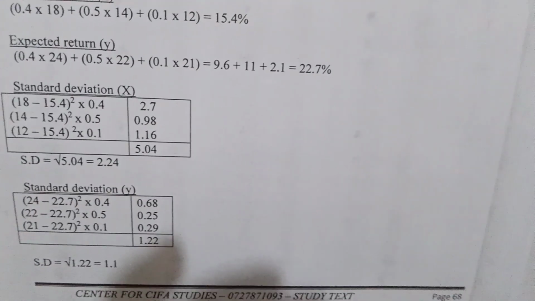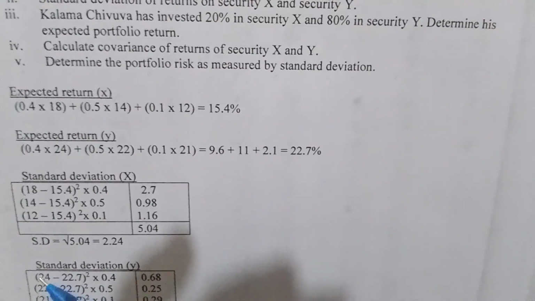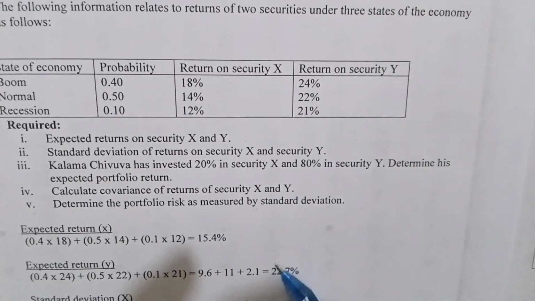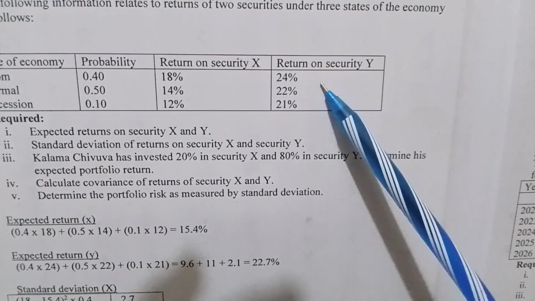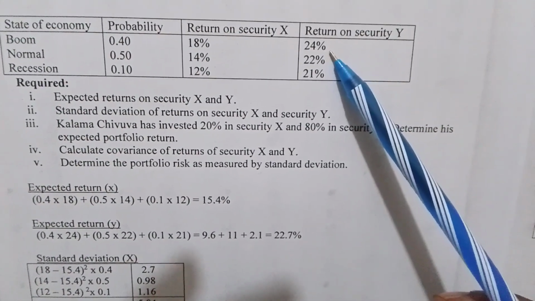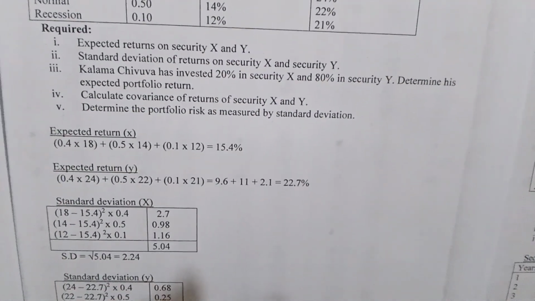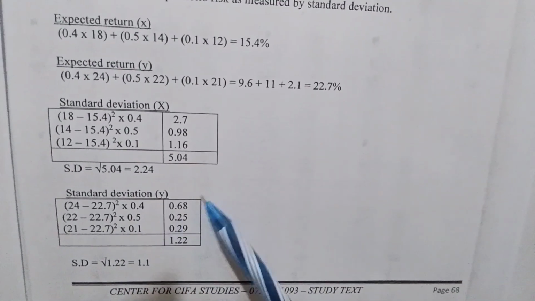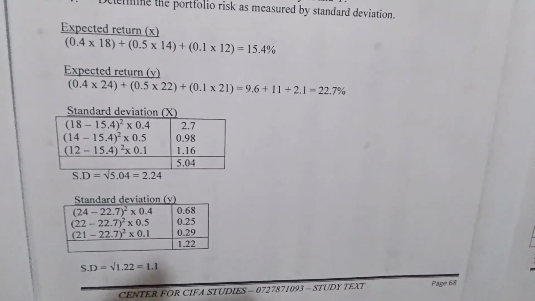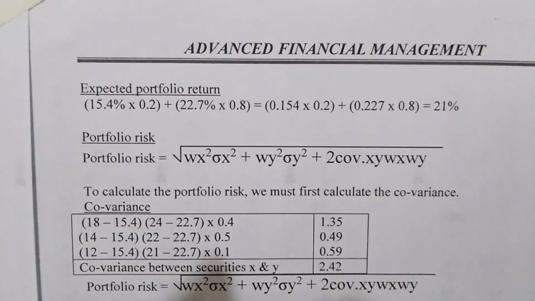You move to Y. I don't need to show you the Y now. It's the same concept that you have applied here, only that here you are taking these returns, you subtract the expected return, then you square that, and then you multiply by the probability. For example, this one will be 24 minus 22.7, close the brackets, you square, then you multiply by 0.40, and you do the same for the rest. Then you sum them up, then the square root of this number, which is 1.1.